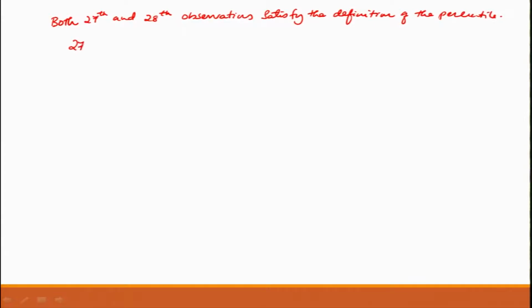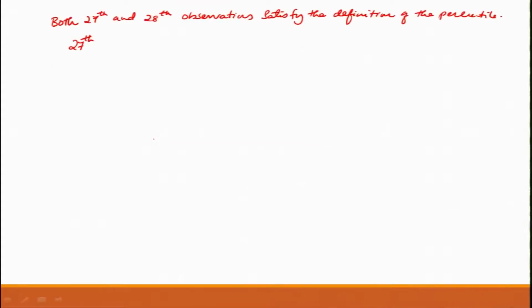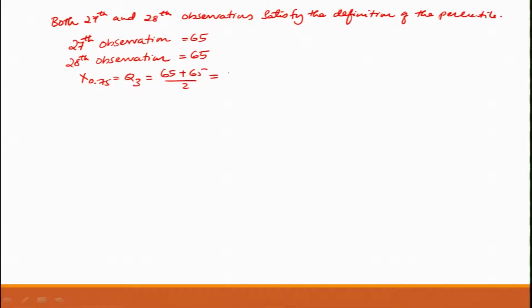The 27th observation is, as I said, 65. The 28th observation, the value is also 65. So, Q3, the 75th percentile value, is 65 plus 65 divided by 2, we find the average of it, which is 65 again.